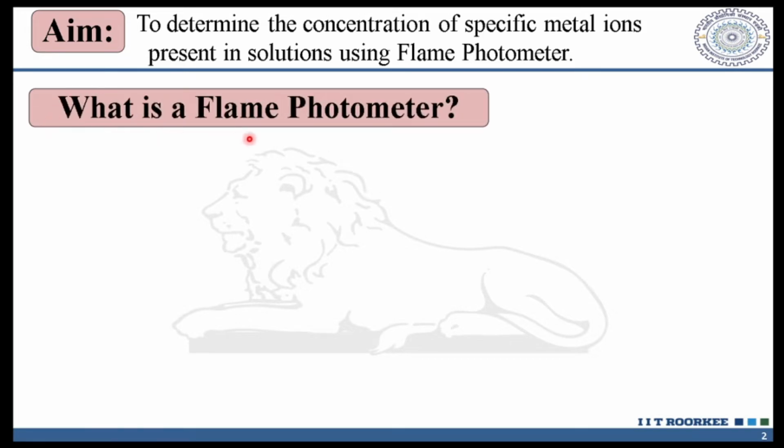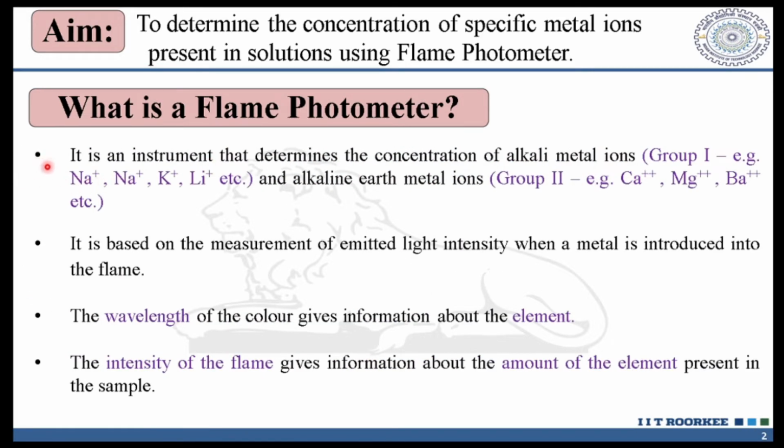Now first we will understand what a flame photometer is. Flame photometer is an analytical instrument used in inorganic chemical analysis to determine the concentration of alkali and alkaline earth metal ions. It is based on measurement of intensity of light emitted when a metal is introduced into the flame. The wavelength of the color tells what the element is, and the color's intensity tells us how much of the element is present.